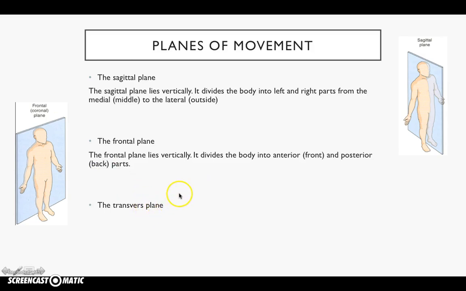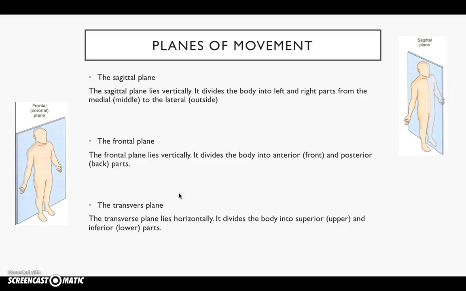And finally, the transverse plane. The transverse plane lies horizontally. It divides the body into superior, upper, and inferior, lower. And here you go. We have movements that take place within these 3 planes, and we'll be discussing this in the lesson on Tuesday.